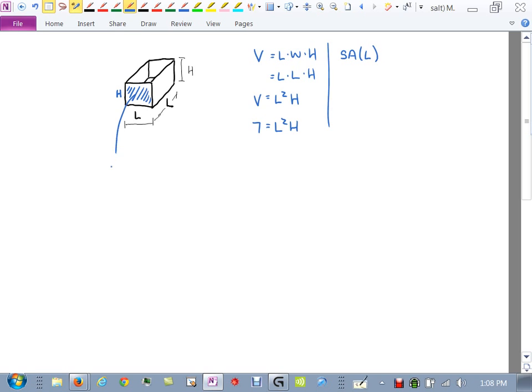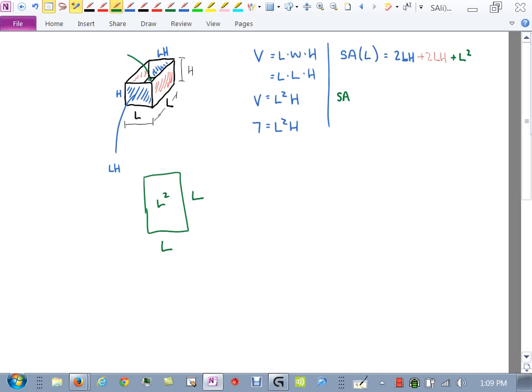That has an area of LH. But then there's another one on the back. So that's another LH. So far, my surface area is 2 LHs. And then we have an area here on the side, and that's also LH. And then the one on this side is also LH. So I have another 2 LH, which means I have 4 of them. And then I have the bottom of the box, which you can't really see, but there it is down there. So if I'm looking at the box from the top, remember this is L and this is L, that means that this is L squared. So that means I have plus L squared here.